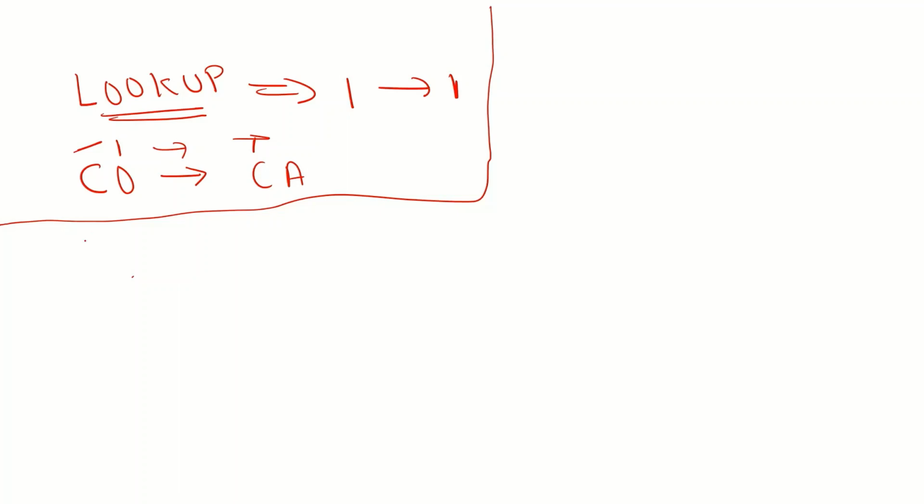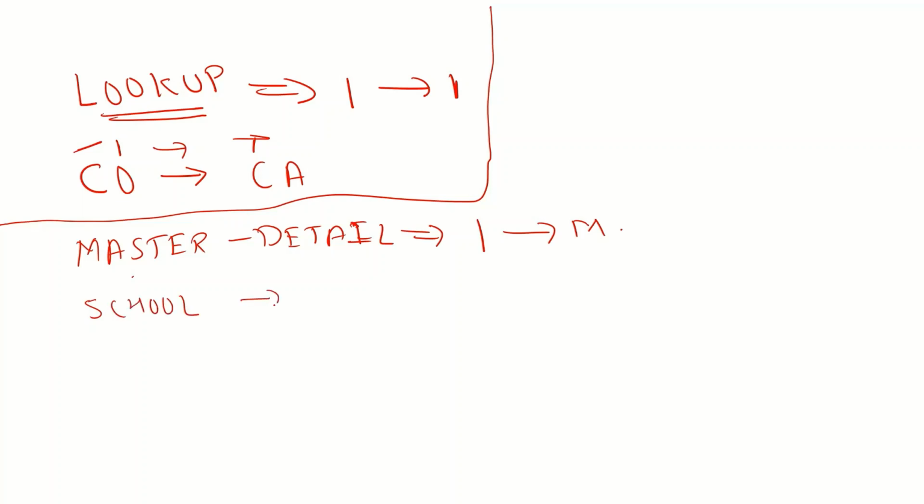Then the second type of relationship which we have is master detail relationship, that is one to many. In this case, for an example, we have school object and then we have student object. One school can have multiple students. So in this case, we will create a master detail relationship on the student object.